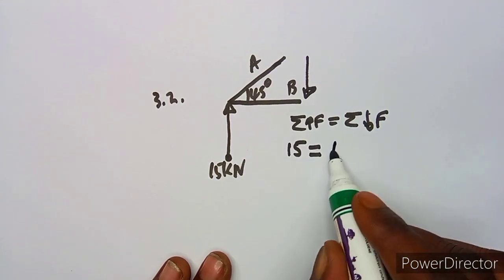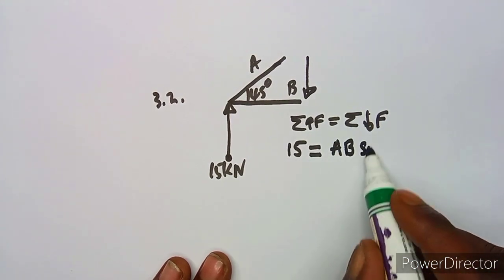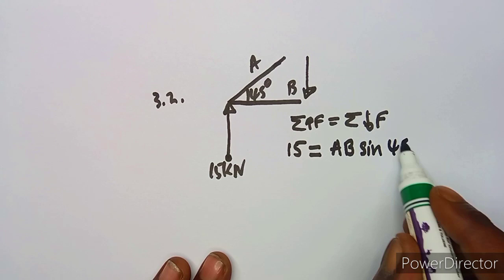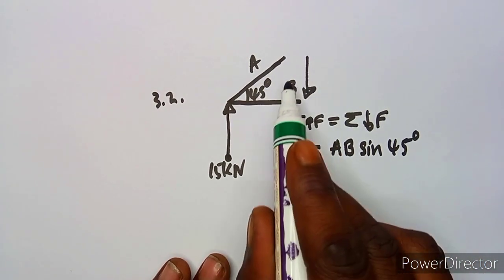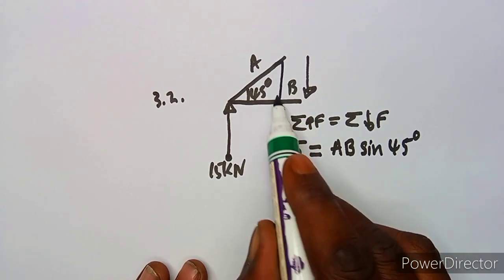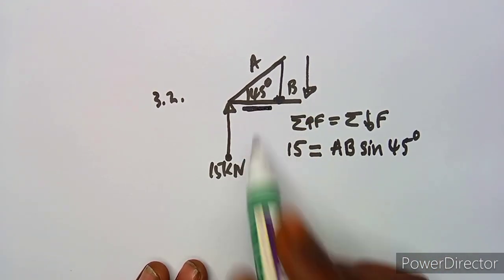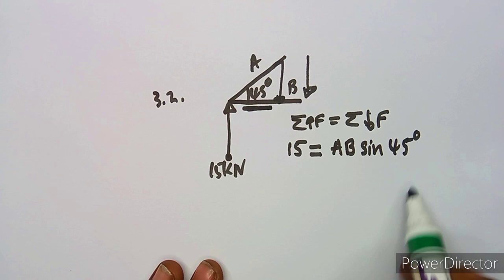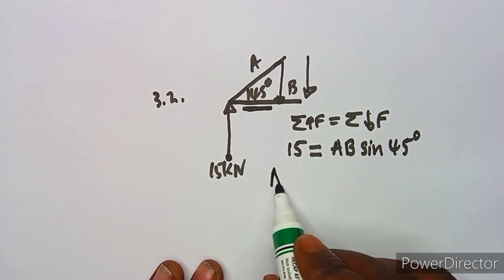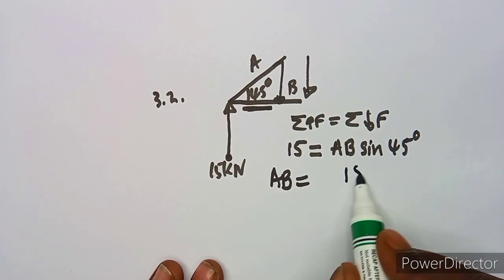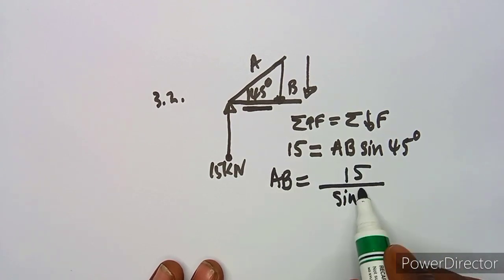So it's AB sine 45 degrees. That's the downward force. So take note, downward, it's like this. That's the downward. Horizontal is this one. That's your horizontal, okay? So it's AB sine theta like this. So to find AB, definitely I'm going to divide by sine 45. So that means AB is equal to 15 over sine 45.